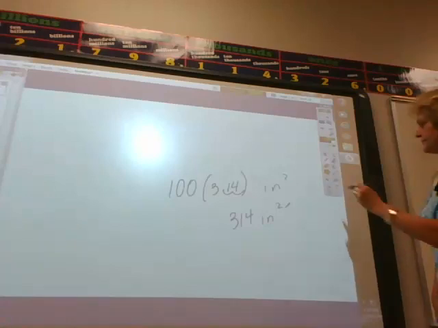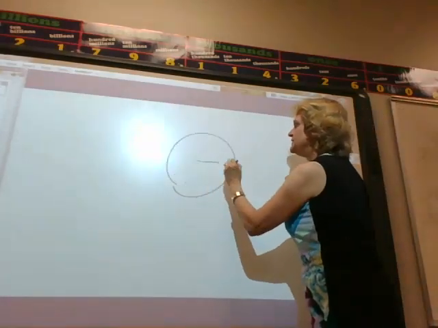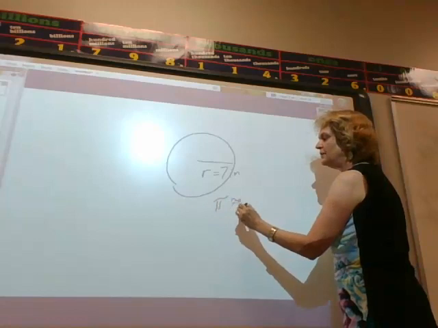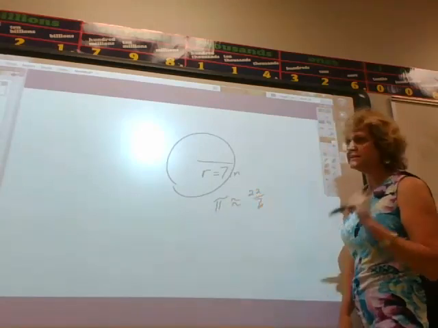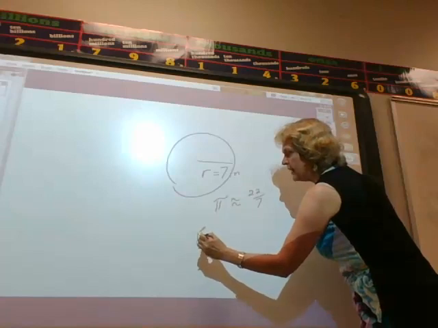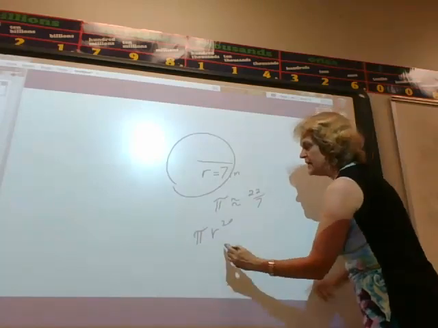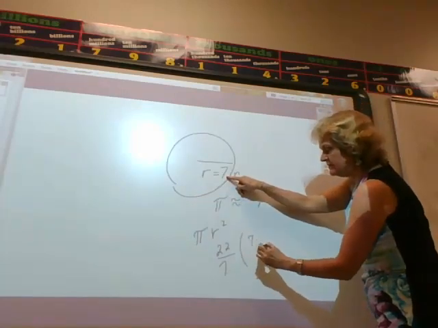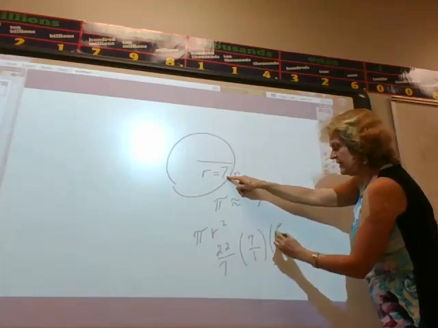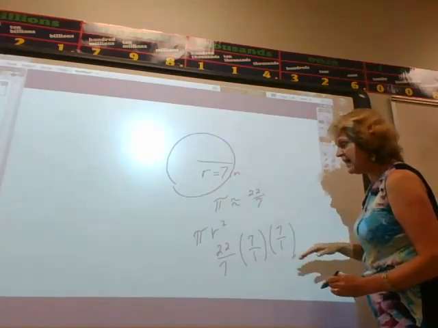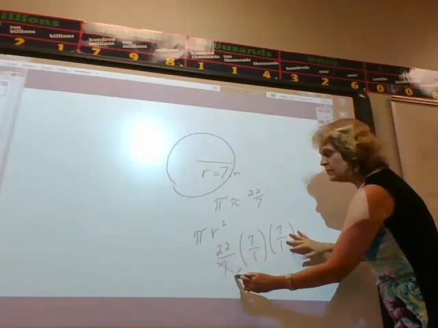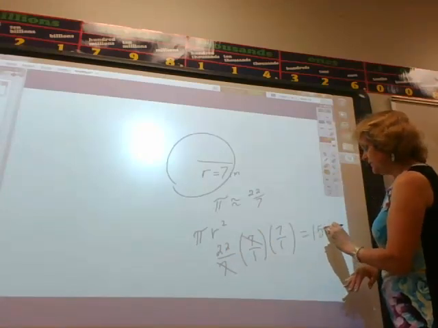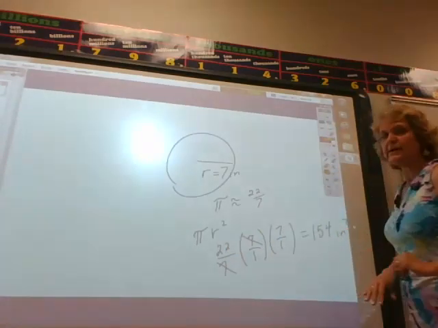For B, this circle has a radius of 7 inches. So for pi here, I'd want to use 22 over 7, which is what the book says to do. So I'm going to do pi r squared. 22 over 7 is my pi. My radius is 7, so I can write it 7 over 1 and square it. What happens? One of the 7's cancels out. And so 22 times 7 is 154 inches squared.